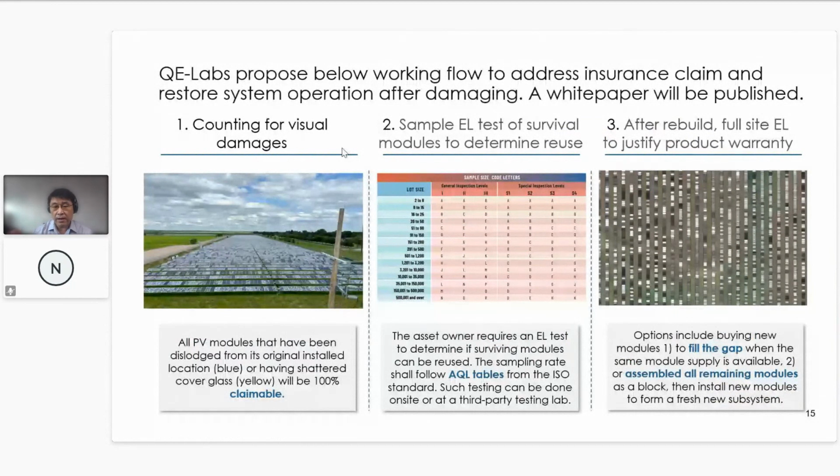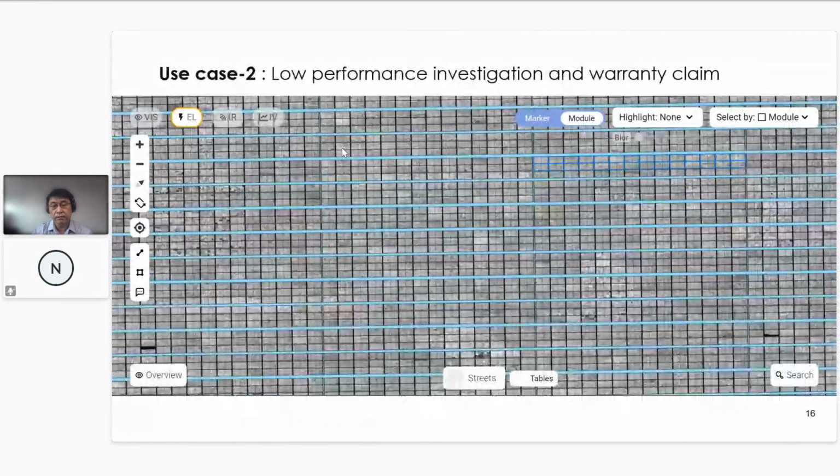And then the third step is after you rebuild the system, because either you buy new modules to fill the void and replace the damaged modules, or you relocate the old modules to a zone and then rebuild the system. So you always need a full site or mass EL inspection to justify whether the remaining panels are still in good condition. And this is critical to negotiate with the vendor whether your old modules are still valid for the warranty claim, warranty coverage. So this is our experience, and we are working on a white paper to address this issue.